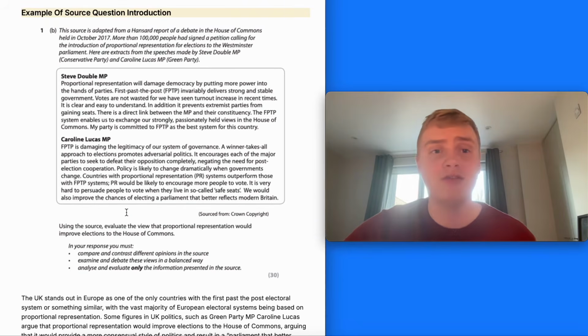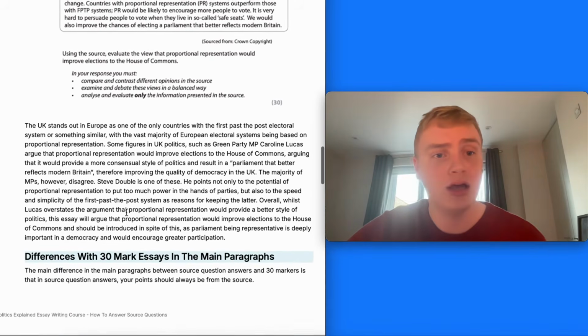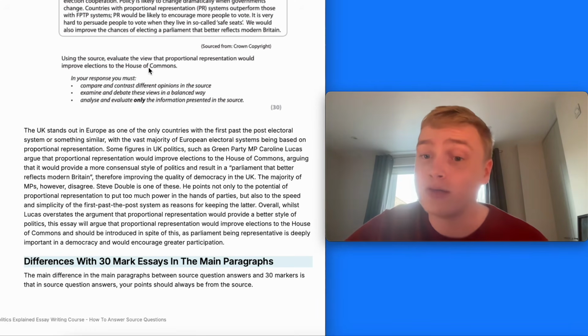So to give an example of a source question introduction, feel free to pause and look at the particular question this introduction was for. So we started off, as always, with an introductory sentence. So the UK stands out in Europe as one of the only countries with the first past the post electoral system, or something similar. So this was a question using the source: evaluate the view that proportional representation would improve elections to the House of Commons. So the UK stands out, with the vast majority of European electoral systems being based on proportional representation.